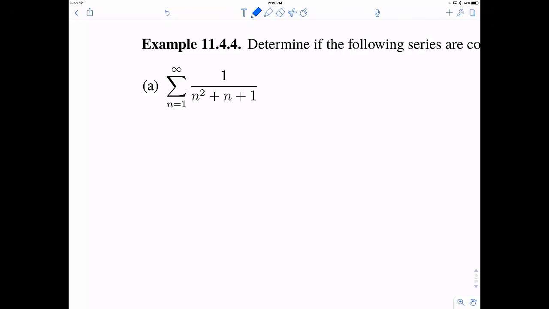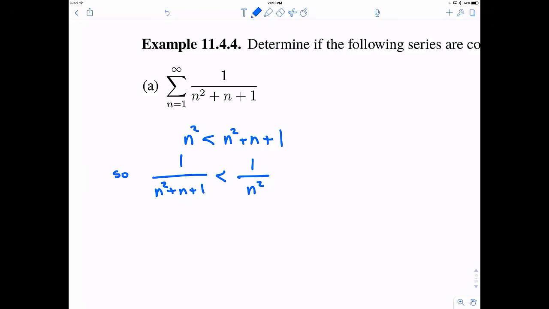So let's go ahead, and in this case, I'm going to try to apply the direct comparison test. We're going to start off with n squared, this thing that I'd want to compare it to, forgetting about the n and forgetting about the plus 1. Let me just compare it to n squared. So n squared is less than n squared plus n plus 1. Now if we do this cross division thing, we'd have 1 divided by n squared plus n plus 1 is less than 1 over n squared.